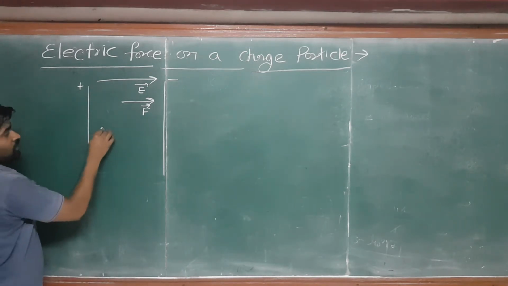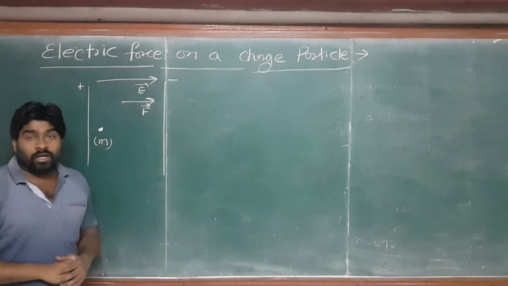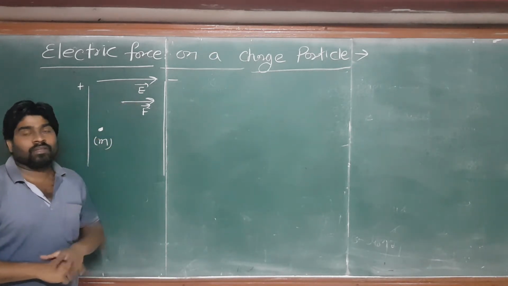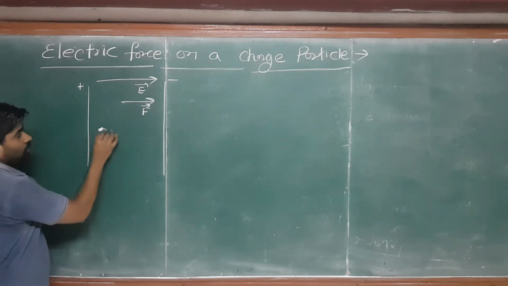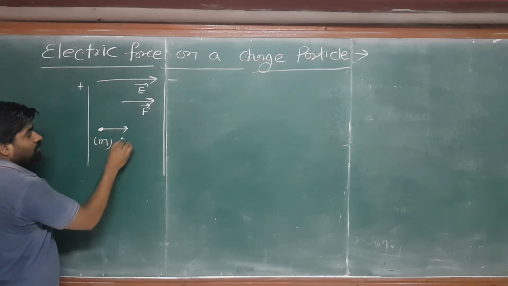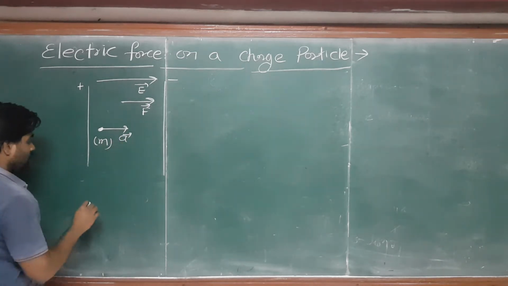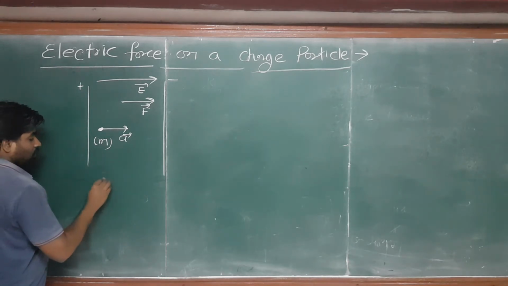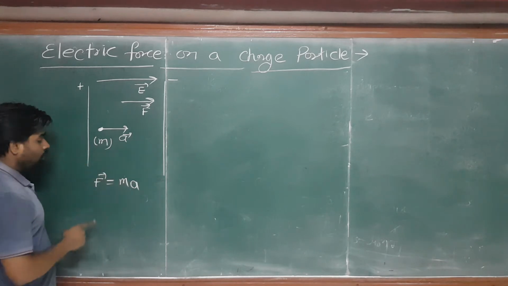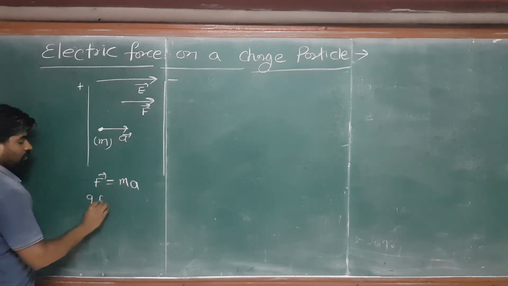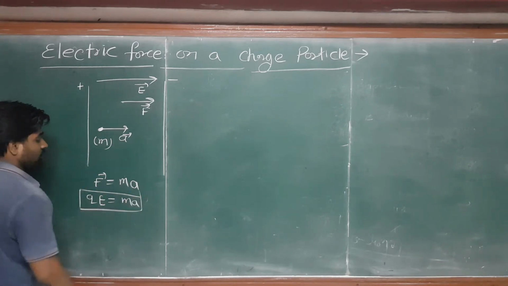If a charged particle of mass m is here at rest, the electric force works and it accelerates in the same direction. Its acceleration you can calculate using one formula. Under this condition, the electric force is always equal to ma from Newton's second law, and the formula of electric force is qE, so qE is equal to ma. So you can easily find the acceleration.